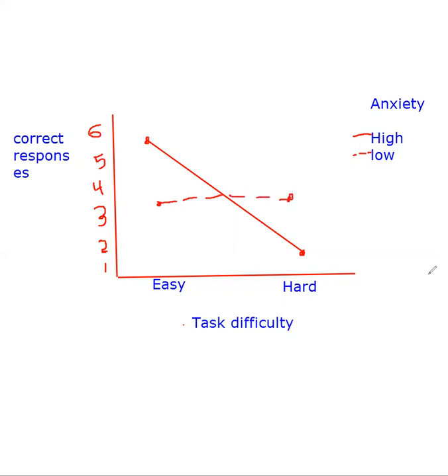Okay, so now we've plotted this. The solid line is high anxiety, the dotted line is low anxiety. We can very easily see that they intersect, so there is an interaction between the two. So I hope this helps.